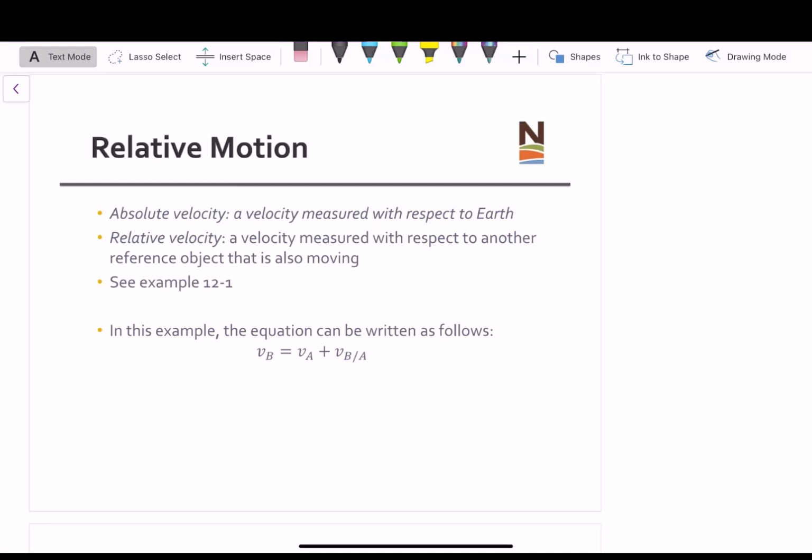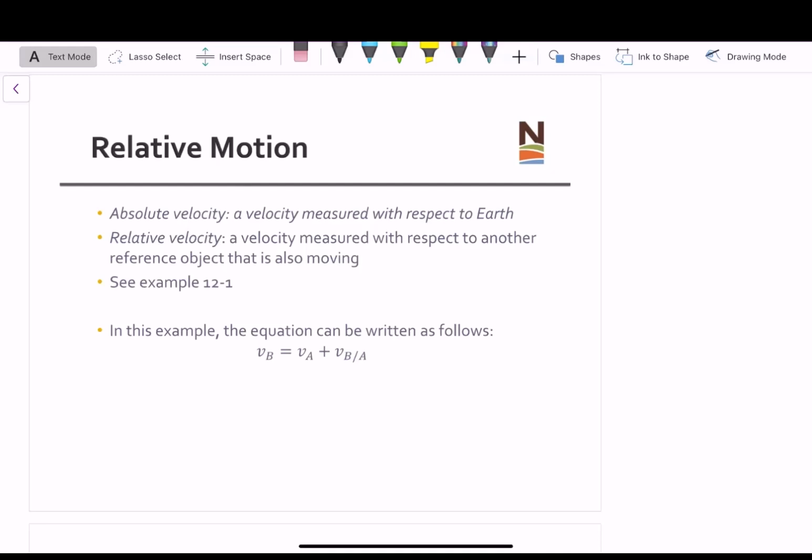However, it's important to understand relative velocity. That is a velocity measured with respect to another reference object that is also moving. So perhaps you have two vehicles leaving the same spot heading in different directions, and you want to know what the relative velocity is from one object to another. This becomes really important when we're talking about linkages, because linkages move in a planar motion. They have both rectilinear and angular motion. But when you have multiple linkages in a mechanism, then you have all these bodies moving relative to each other.